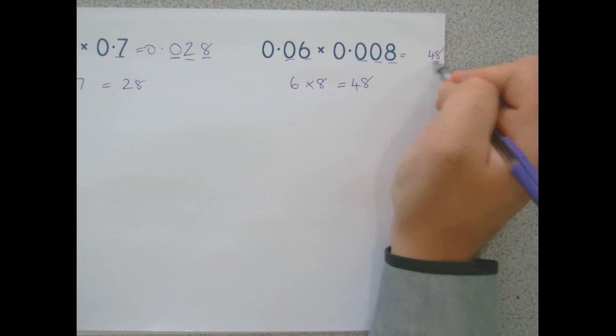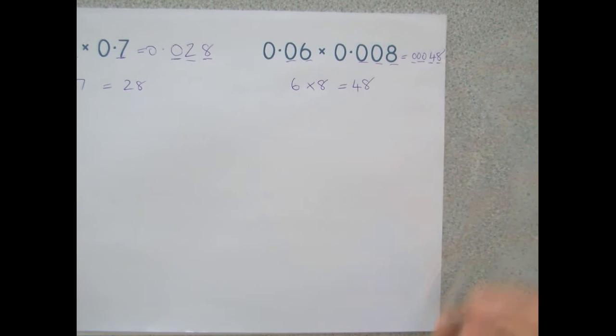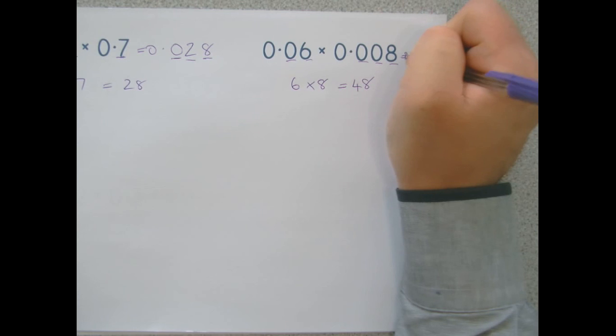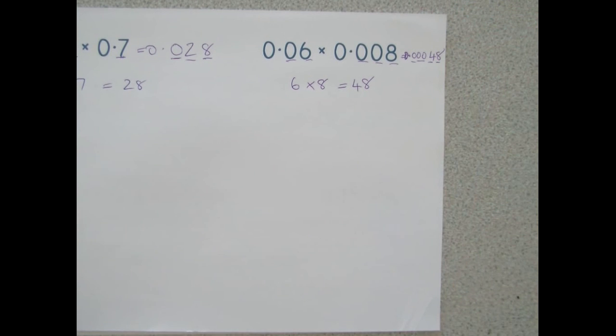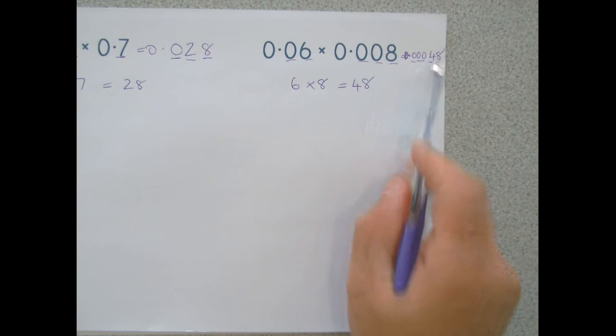So there's 2 here, so we need to have 3 zeros, haven't we? To be our 5 decimal places. Okay, and then we put a 0 point there, so just squeeze that in. So we got 0.00048. You can see there are 5 decimal places in the question, 5 in the answer.